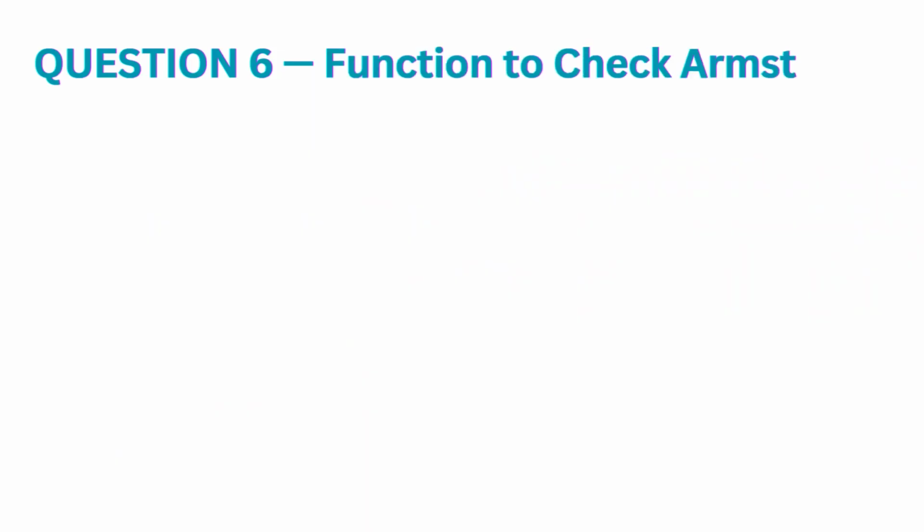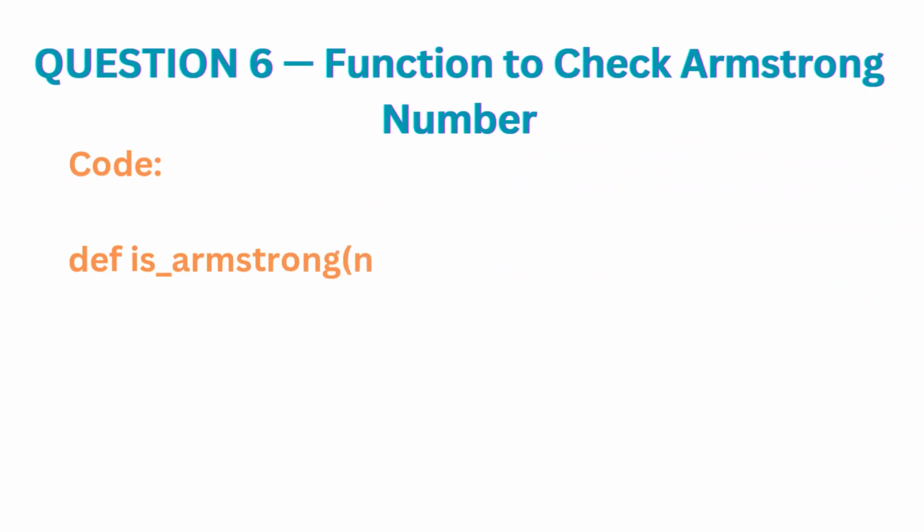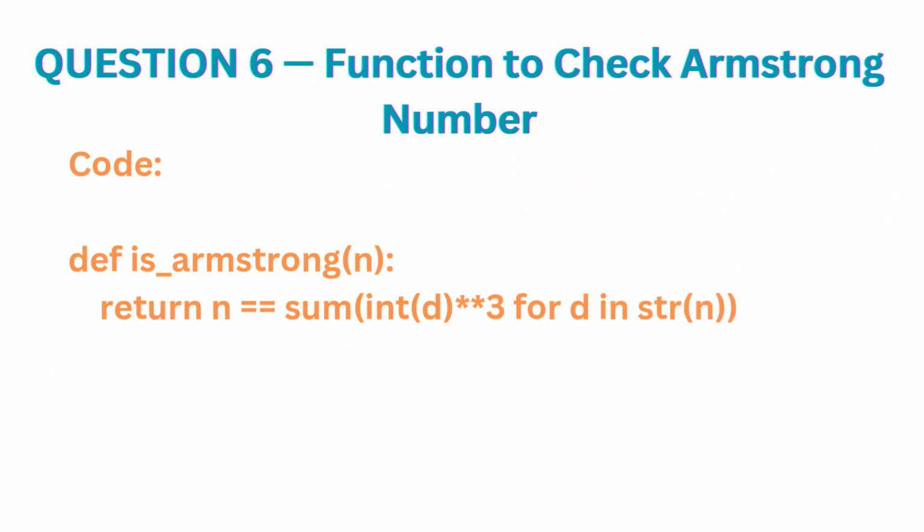The next question is function to check Armstrong number. We have to use the sum function and list comprehension to simplify the calculation. Here is the def is_armstrong(n) and return n equal to sum of int(d) exponent of 3 for d in str(n), and that should print is_armstrong of 153.